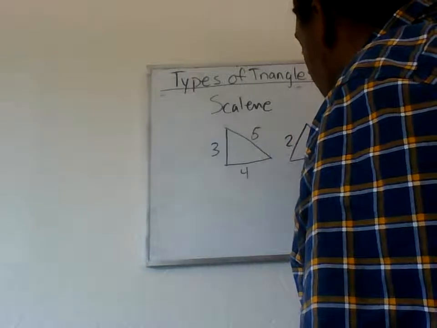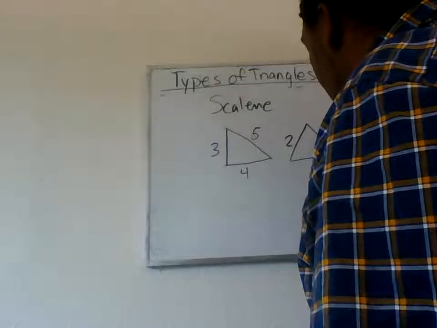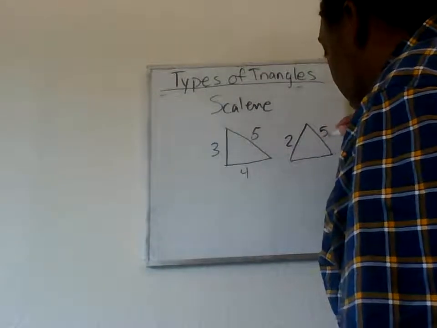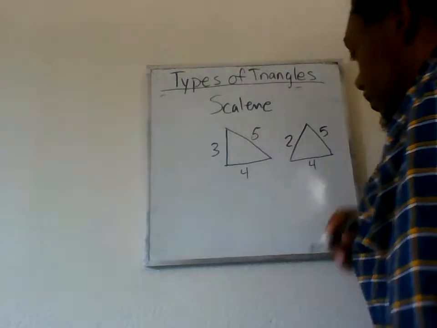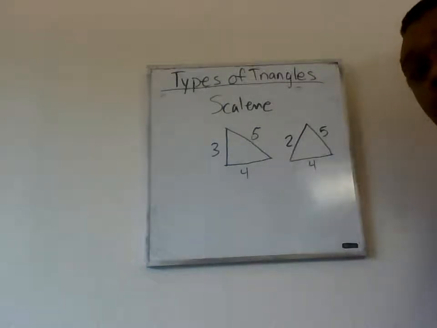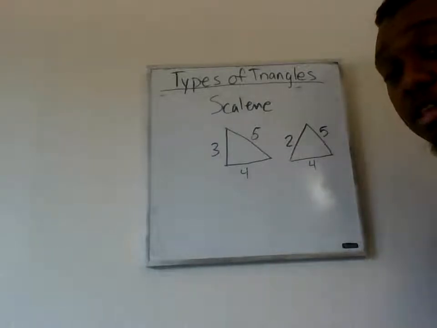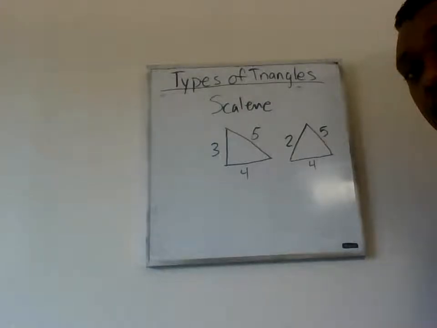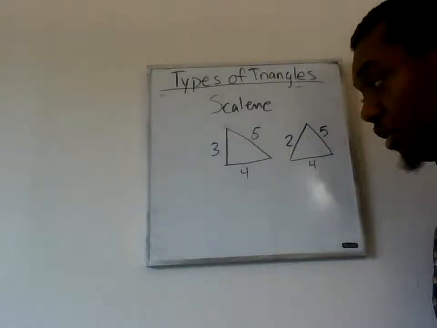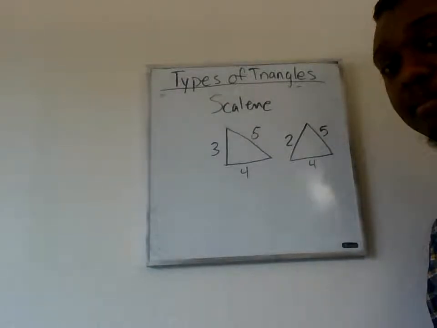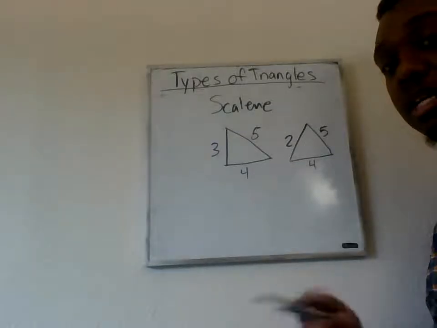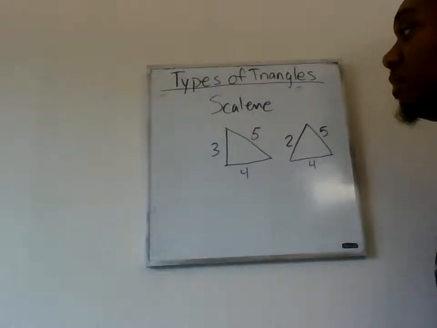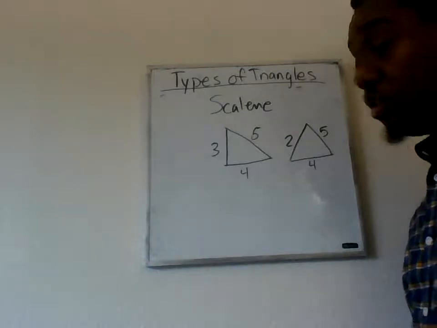This could be 2, this could be 5, and this could be 4. Okay, so these are scalene, meaning that none of the sides are the same measurements. Well, if none of the sides are the same measurements, what do you know about the angles then? That's right, none of the angles are the same measurement, so it's not equiangular. You know that automatically because the sides aren't the same, because there is a relationship between the angle measurement and the opposite sides.